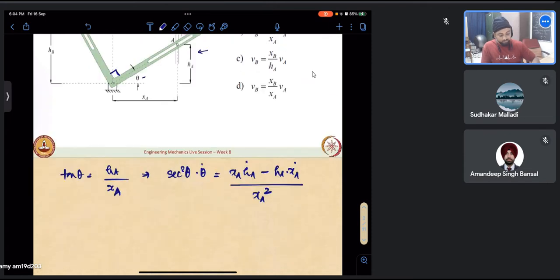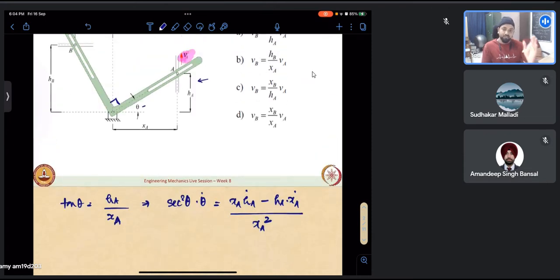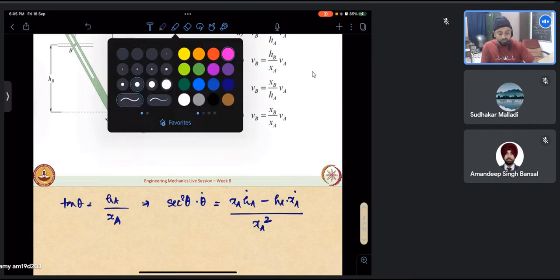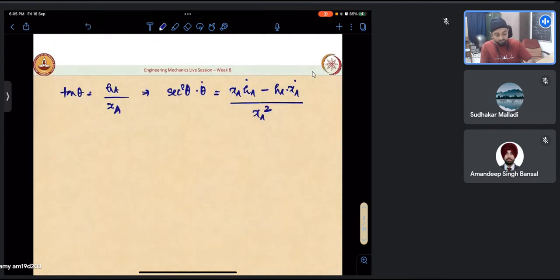But we can see that the slot is fixed at one position. The slot is not moving, only the pin is moving along the slot. So essentially HA is the only variable here. XA is fixed, so its differentiation will be 0. That is the essence here. So secant squared theta theta dot, XA dot is 0, so this goes to 0, and we get nothing but HA dot by XA.